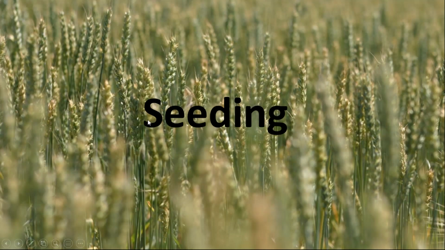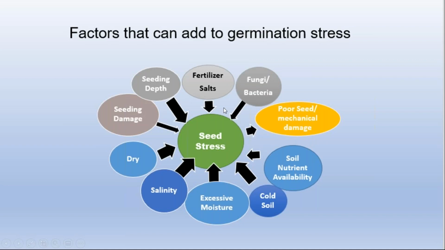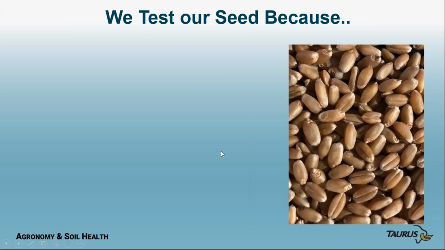So let's get down to seeding. So seed is under a lot of stress. It can be from too deep, too shallow, damaged seeds, too dry, salinity, excessive moisture, cold soil, no soil nutrients, poor seed, fungi and bacteria affecting it. A lot of things working on it.